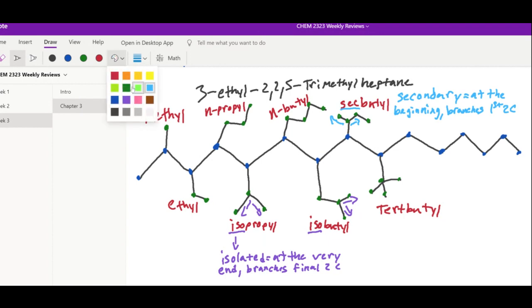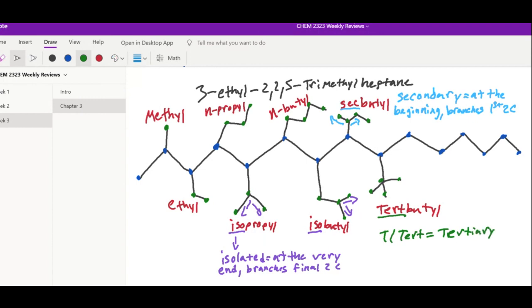Now T-butyl or tert-butyl, so T slash tert stands for tertiary. Okay, which stands for 3. So 3 branched carbon at a point. Okay. All right. So these are common carbon methyl groups or substituents that you should know. You need to know the name of it because that's important for the nomenclature.